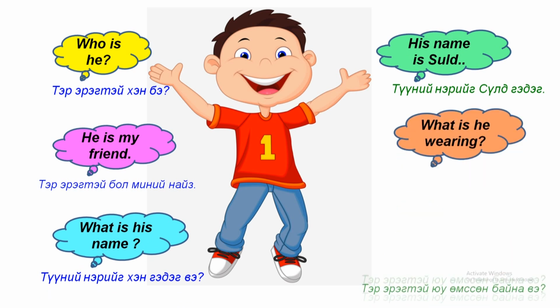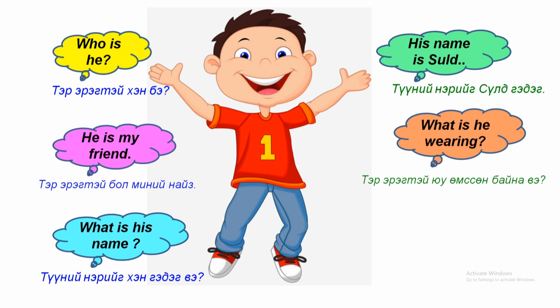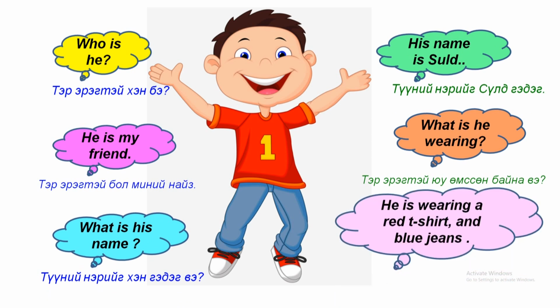What is he wearing? Okay. He is wearing a red t-shirt and blue jeans. One more time. He is wearing a red t-shirt and blue jeans.